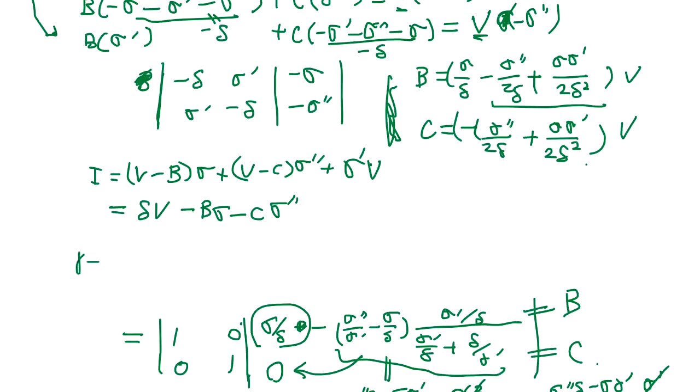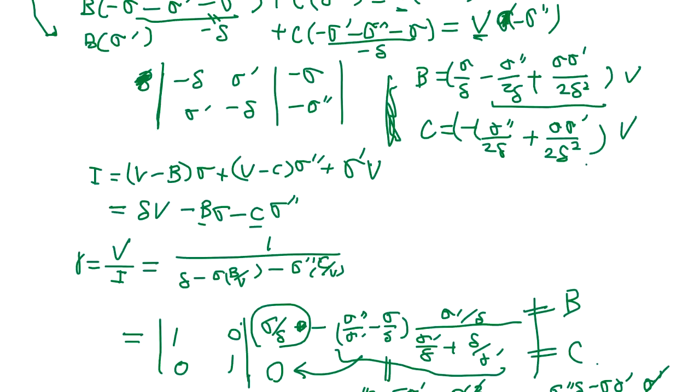So the resistor is actually V over I, right? So B, C both have V. So let's see, delta minus sigma minus C over B over 1. Oh my god.